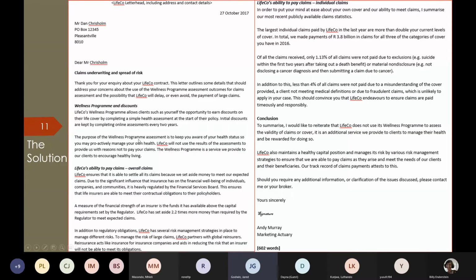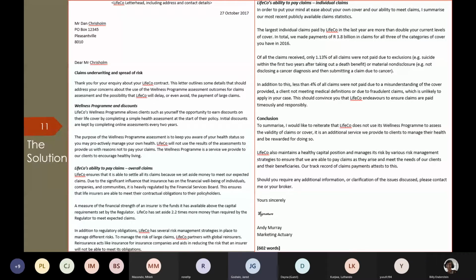This was often missed out by students. They really didn't mention too much about how the discount works. For example, they did, and they said it was an initial discount, or they just said it was a discount. But there were two parts to the discount. There was an initial discount, and you had to keep completing online assessments every 2 years to keep the discount and keep your discount on an ongoing basis. And so there was more to it than just that.